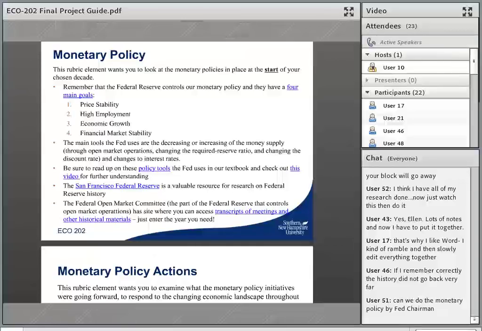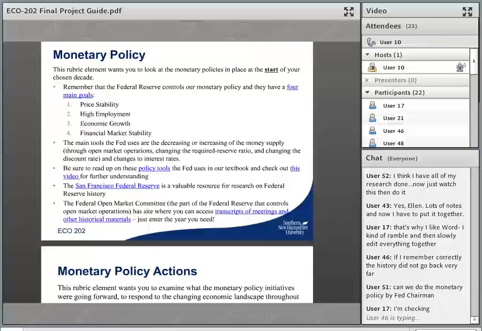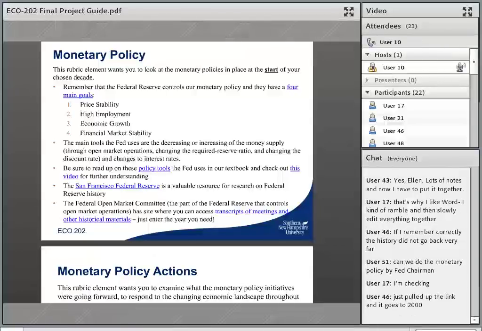I'm not sure off the top of my head how far back it goes, but I thought it was pretty good when I first checked it out. I don't know if Ellen knows offhand about this particular link, the transcripts of the meetings. But like I said, this is by no means the be-all end-all of your research. This is just a jumping off point.